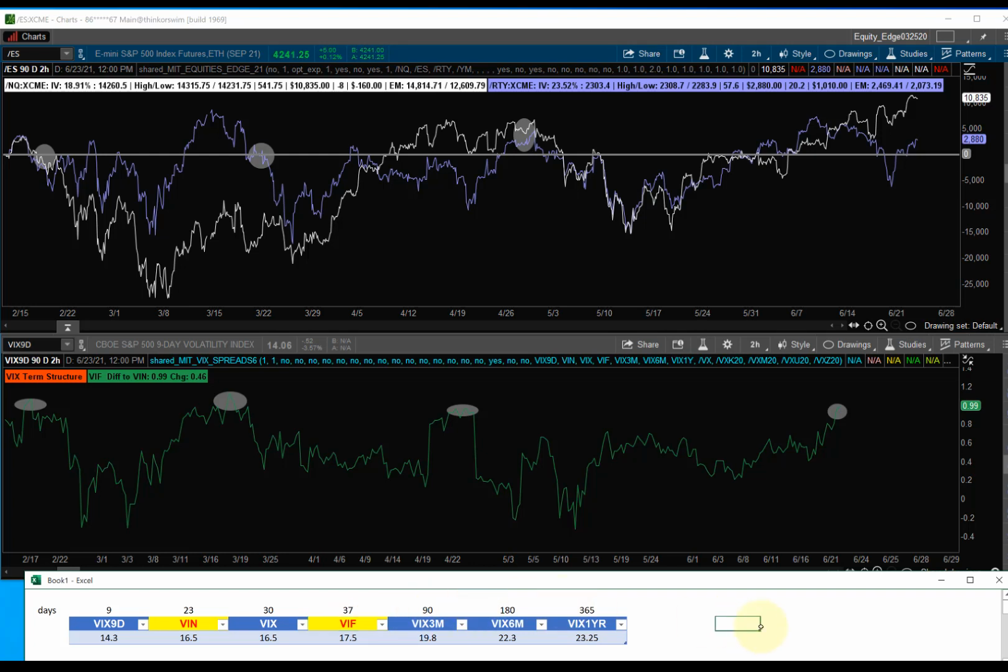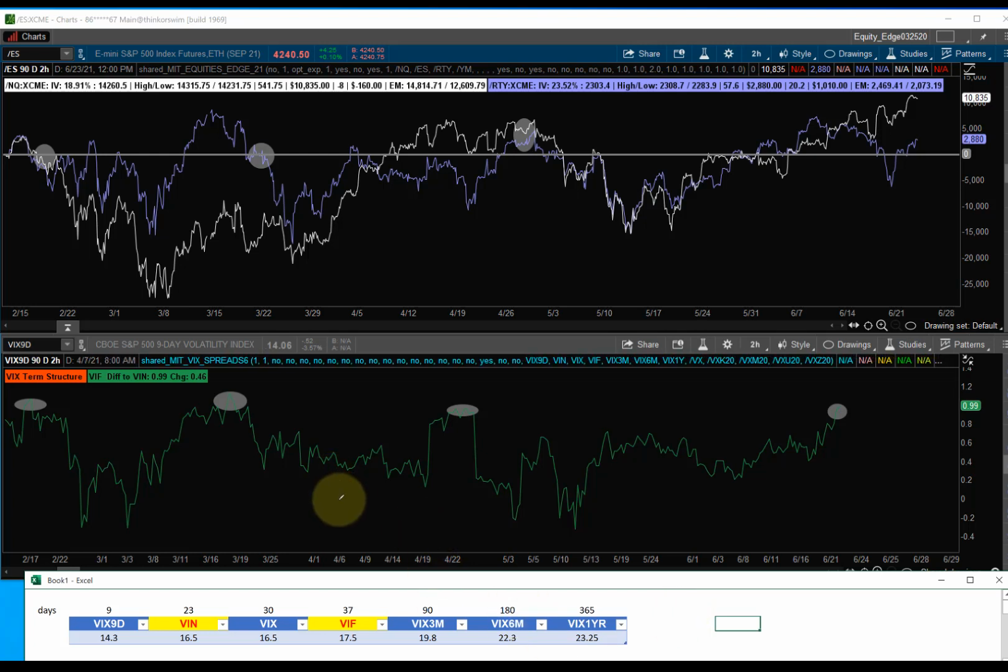Now, in a normal environment, you're going to see VIX term structure rise as it goes further and further out because there's more uncertainty over more time. Once in a while, for instance, during the height of the global pandemic, the 9-day got very expensive relative to the 1 year. Why are we talking about this?